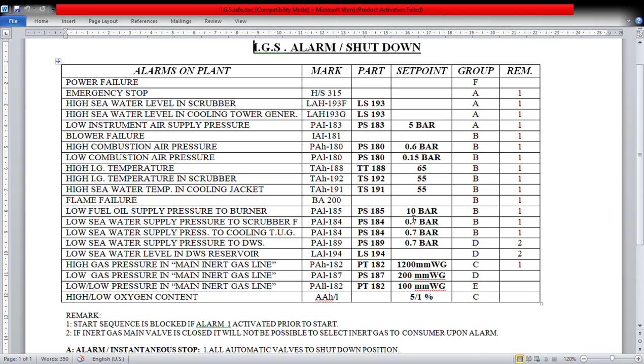Now start sequence is blocked if alarm 1 is activated prior to start. If the inert gas main valve is closed, it will not be possible to select inert gas to consumer upon alarm. So this is the generic list, and there may be some other alarms as well based on the modernization taking place in the shipping industry. So that's all from my end. All the very best. Thank you so much.